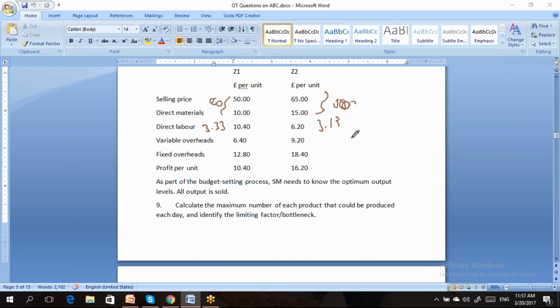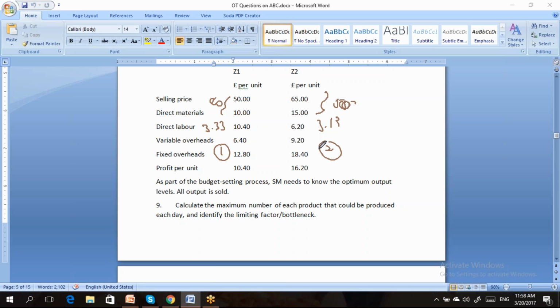Now can you see, if you use the throughput accounting, what is our ranking going to be? In the contribution approach it was the other way about. Here one is better, and the second one is worse. Since there is no maximum sale, here we will produce Z1. We can produce 480 minutes, each unit takes 12 minutes, so we can produce 40 units.